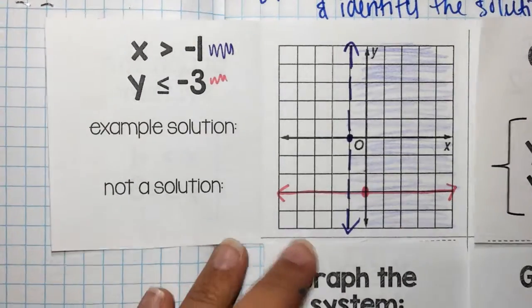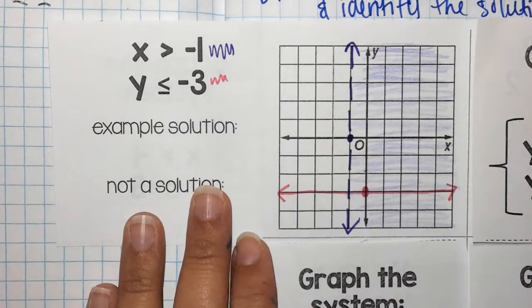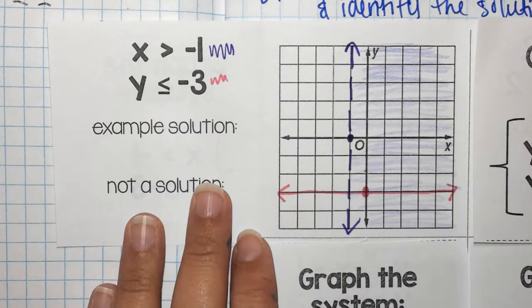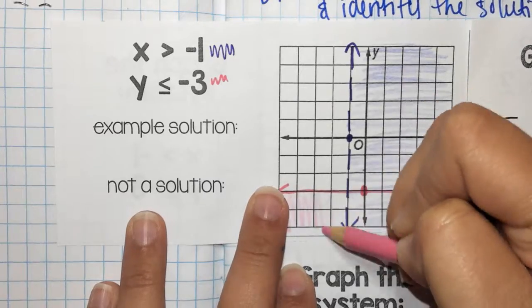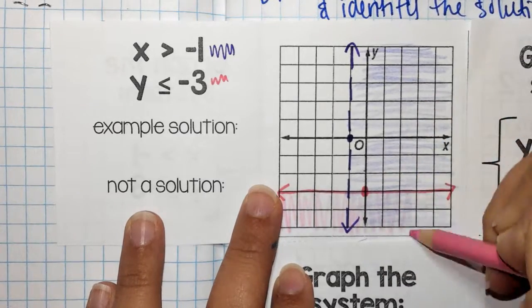It's a great question. Now, are we going to shade above or below this line? Below it, because it says less than. So shade everywhere below.